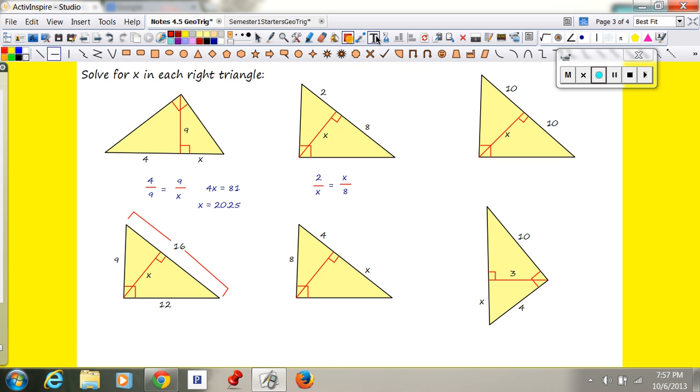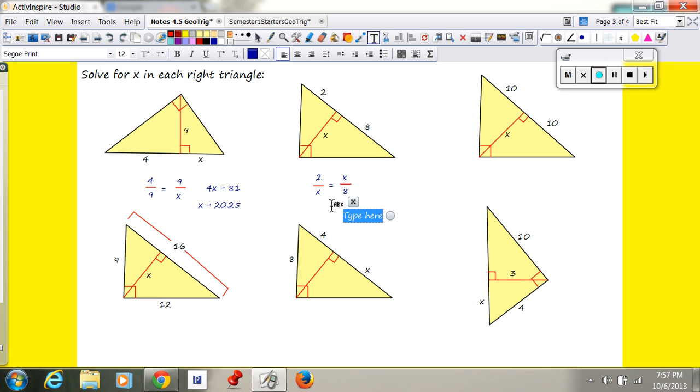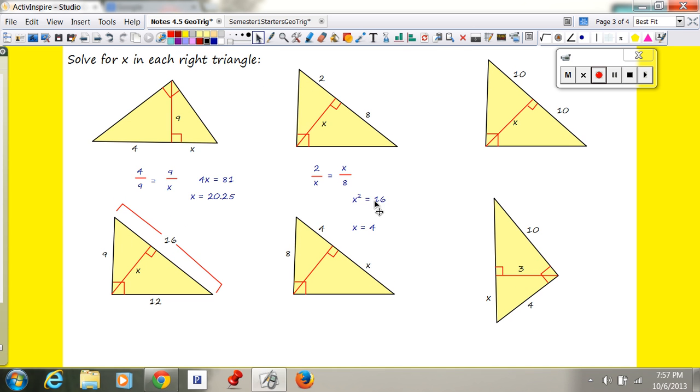So this time you're going to get x times x, which is x squared, equals 16. 2 times 8 is 16. So this one will be an easy one. When you take the square root of both sides, you're going to end up with x equals 4. You put the square root on both sides, and x is 4. Okay, you try this one.